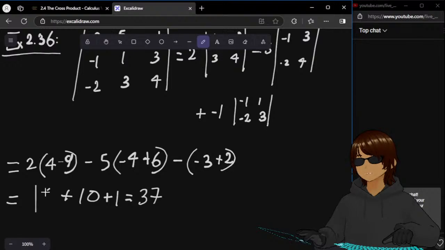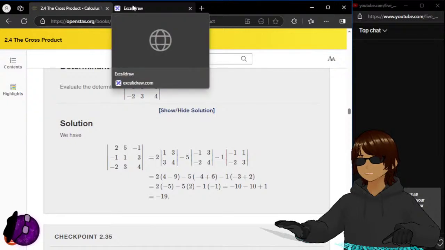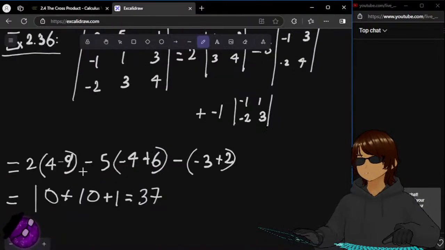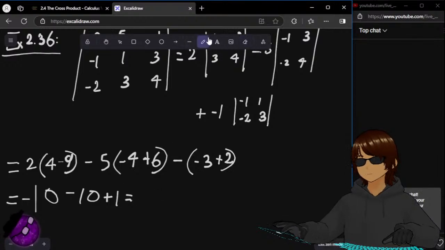And then we are left with 10, 10, 1, minus 10, minus 10, 1. How minus 10? Okay, so this I can understand. How is this minus 10? So 6. Yeah, it's minus 10. And then we are left with minus 19.